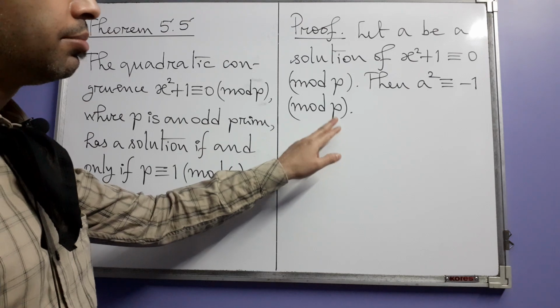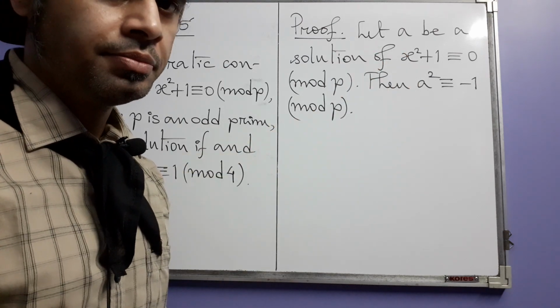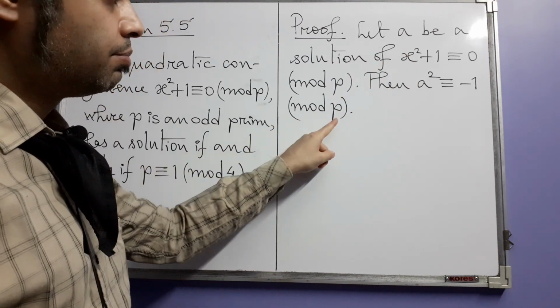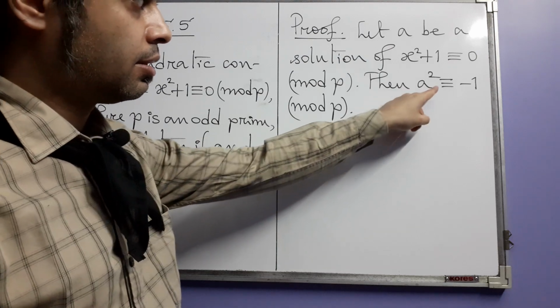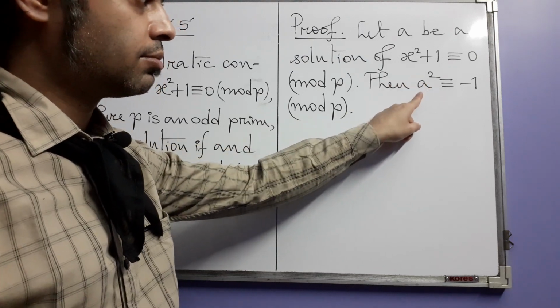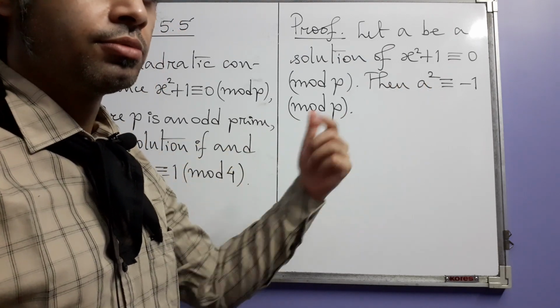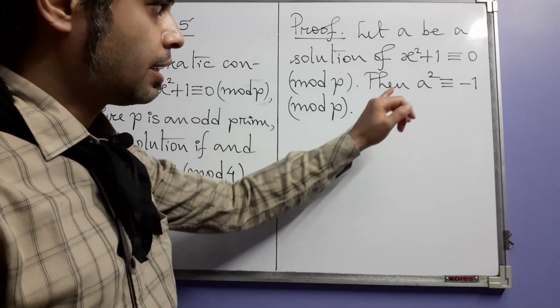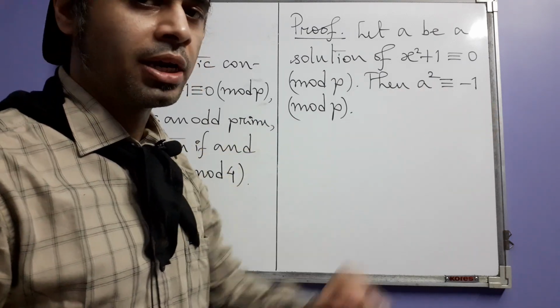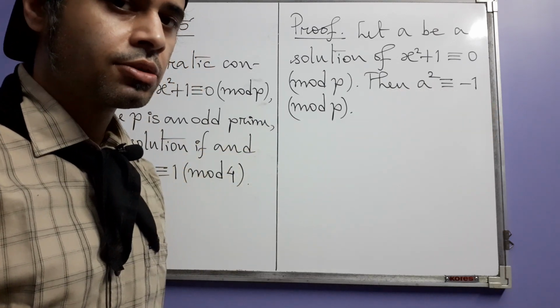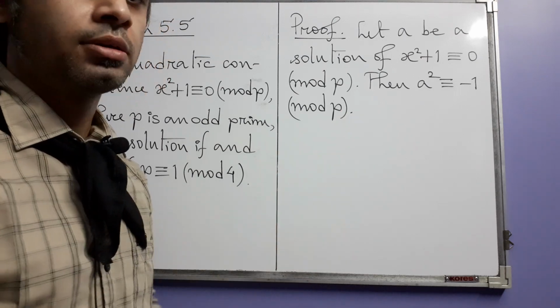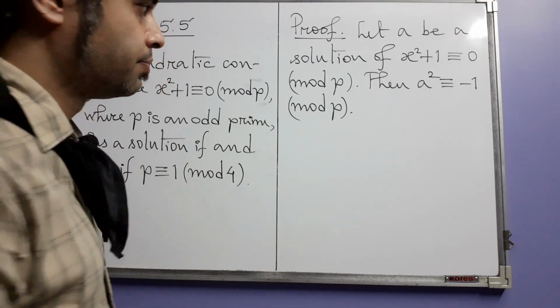Now note that p does not divide a. Why? Because if p divided a, then the left hand side of this congruence would be itself congruent to 0, and we would get 0 congruent to minus 1 modulo p, which is not true because p does not divide 1 or minus 1.